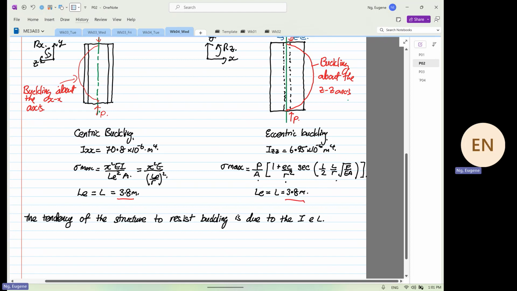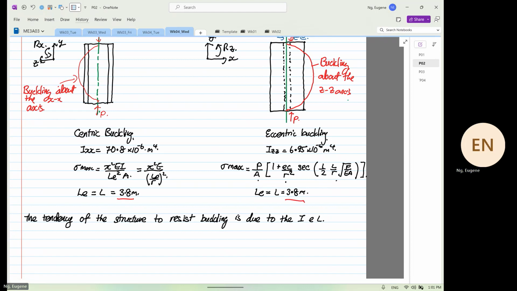L is what? Same. But if you look at the second moment of area, which has lower? Yeah. So i.e.